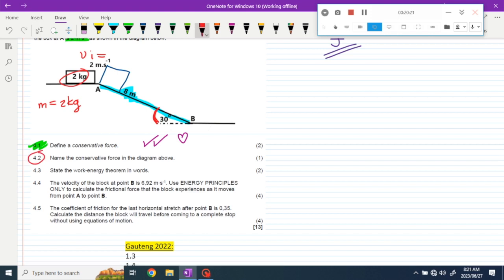Okay, number 4.2 says name the conservative force in the diagram. So before we even do that, let's just quickly see what forces are acting on this box. What do we have?